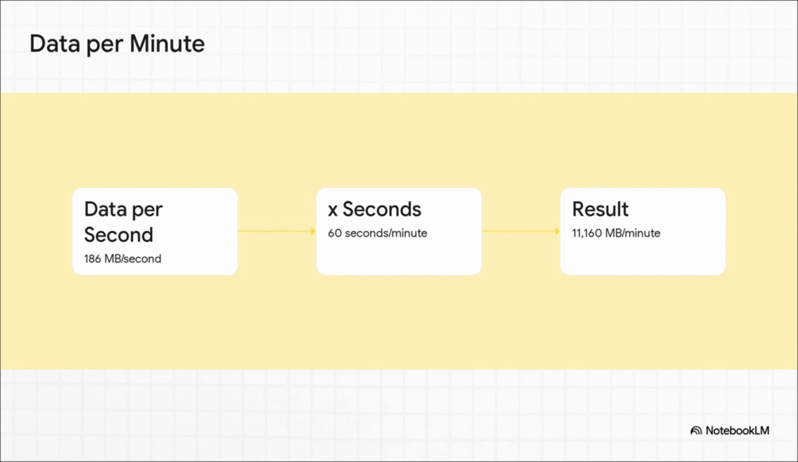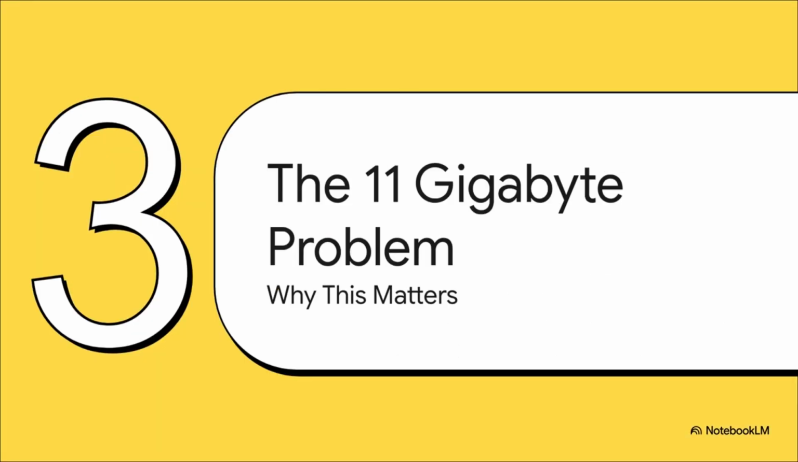Okay, let's scale this up to just 1 single minute. We take our 186 megabytes per second and multiply it by 60 seconds, which gives us 11,160 megabytes. And that translates to 11.16 gigabytes for 1 minute of standard Full HD video. Just think about that for a second. A single 60-second clip would be bigger than many apps, bigger than most games, maybe bigger than your entire photo library. So we've got this absolutely massive number.